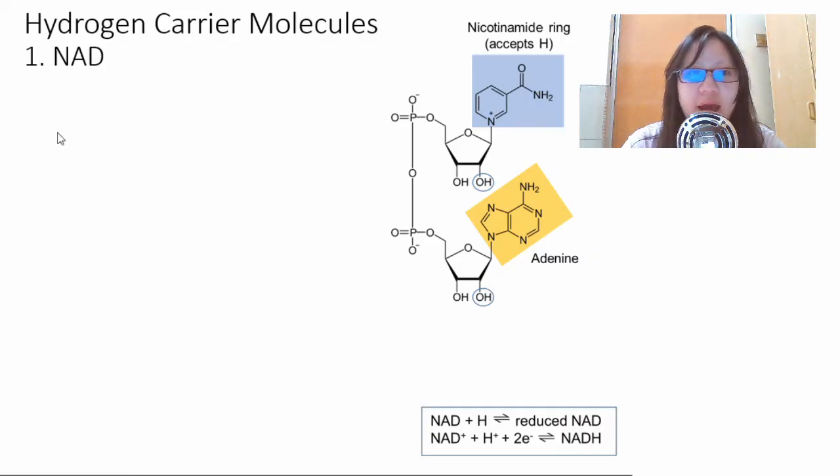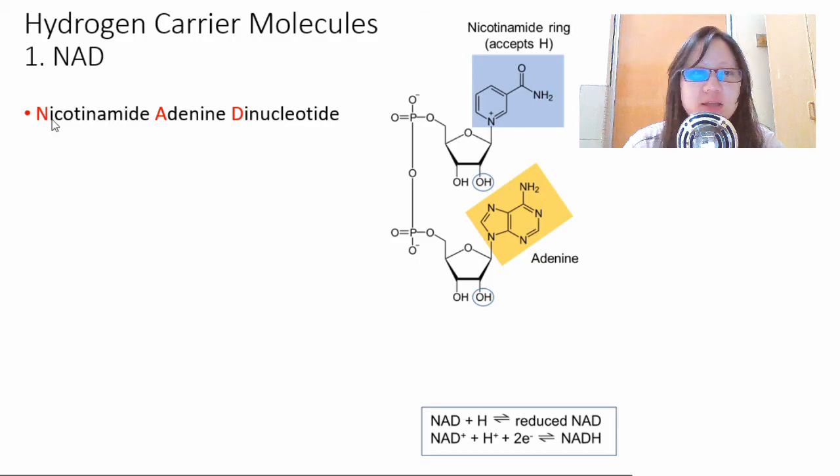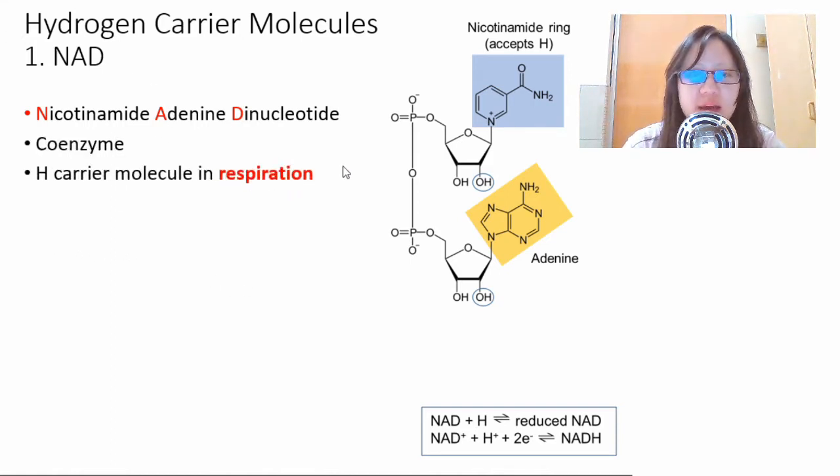So let's talk about NAD first. Again, it is nicotinamide adenine dinucleotide, and this sort of gives you a clue into what exactly the structure is. Again, it is a coenzyme. Enzymes need it in order to work and function in glycolysis. And it's a hydrogen carrier molecule in respiration.